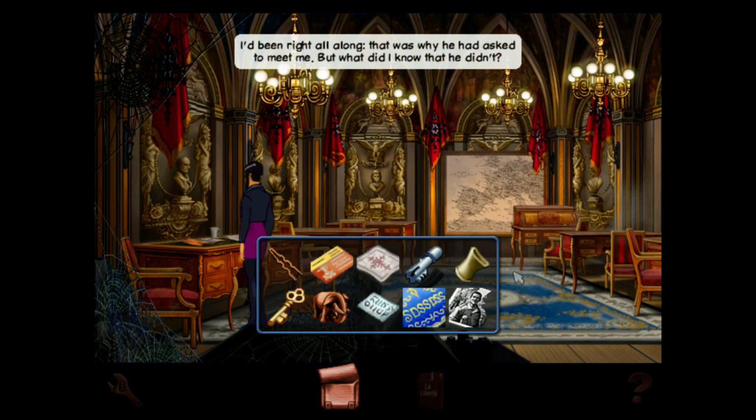So I wasn't the only one to make the connection between the costume killer murders. I'd been right all along. That was why he had asked to meet me. But what did I know that he didn't? I had enough for a story. An amazing story that was going to make my reputation and blow Carchon's to pieces. I needed to get home fast and start typing. So, interesting.